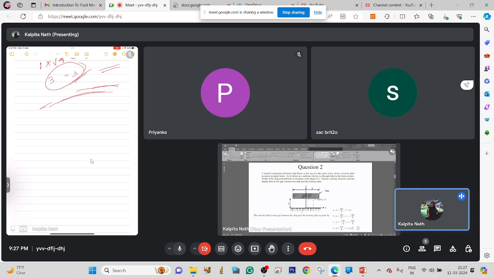And also we know that del u del x plus del v del y is equal to 0. From there you will get v if we integrate it. So obviously from that you are getting both of the equations. So can you solve it now?